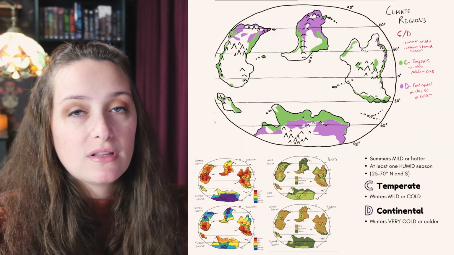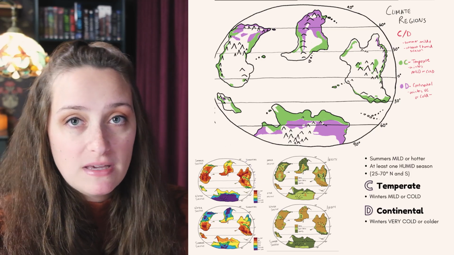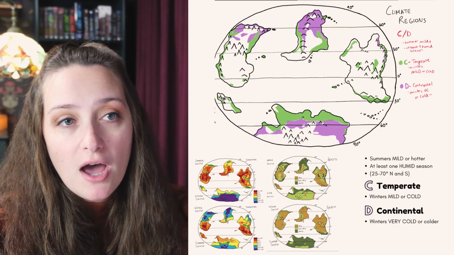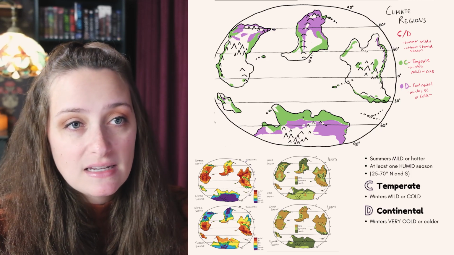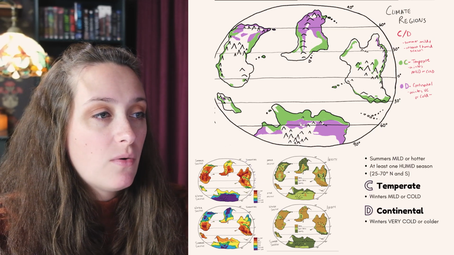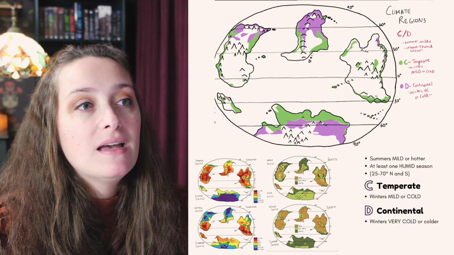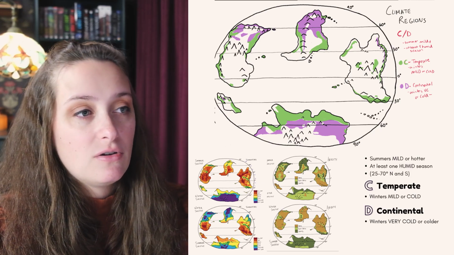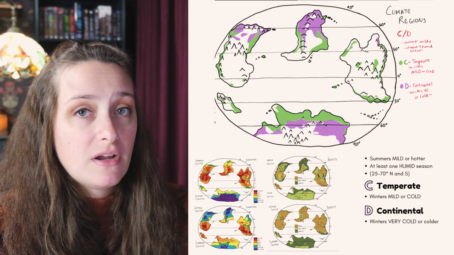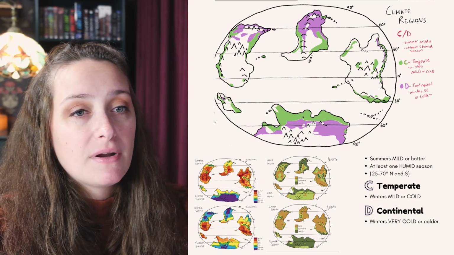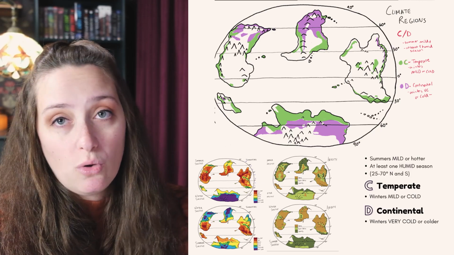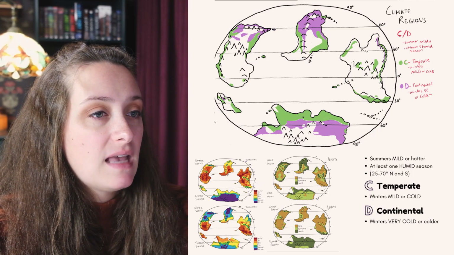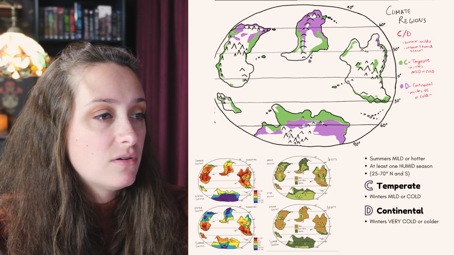I start by circling the areas that generally apply to either of these, which, again, are areas where your summers in the hemisphere are going to be mild or hotter, and there's going to be at least one humid season. And then once you've figured out what areas those are, differentiate them between continental and temperate. Continental is where winters in the hemisphere are very cold or colder, and temperate is where winters will be mild or cold. So you can sort of see that here. Green is all my temperate areas, and purple is all of my continental areas.